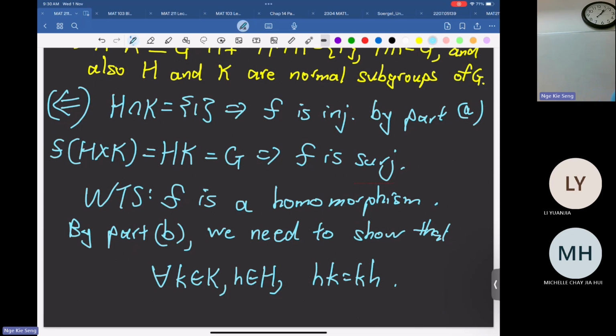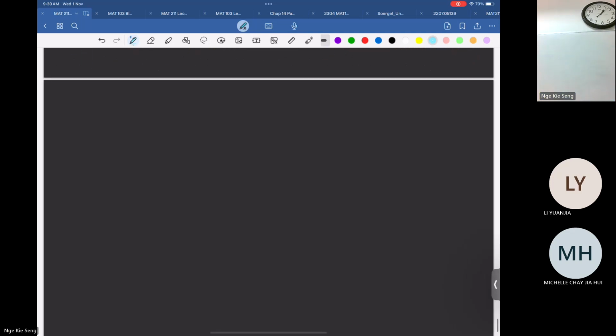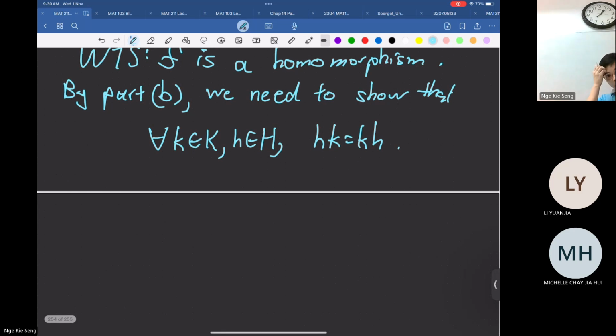So we want to show that this thing commutes. Okay, this thing commutes. So what can we do here? We can try and look at one thing.